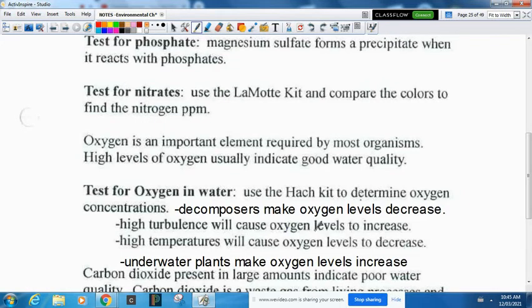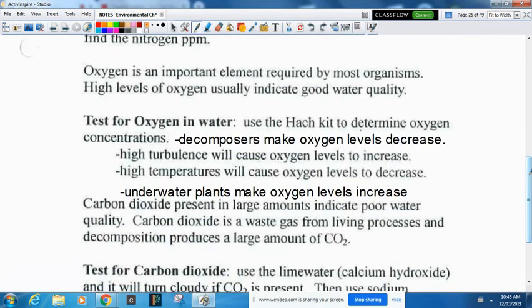Turbidity increases the amount of oxygen level. High temperature will cause oxygen levels to decrease. Now, why is this a concern? Factories that put out hot water into rivers and lakes take out the oxygen, and that affects the amount of living things that could survive there. And of course, underwater plants make oxygen levels increase.